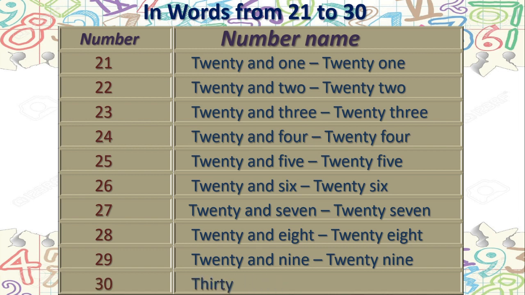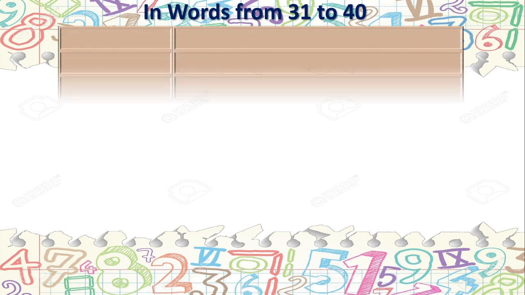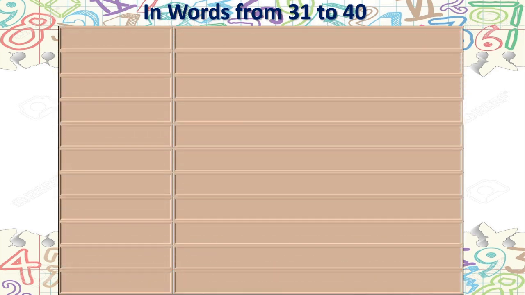See the spelling, T-H-I-R-T-Y, 30. Okay, this is 30, right? So that is 30. Okay, got this? Now we'll move to 31 to 40. Okay, again we will make a table. Here we will write numbers in numerals and in words. Okay, now we will begin with 31.